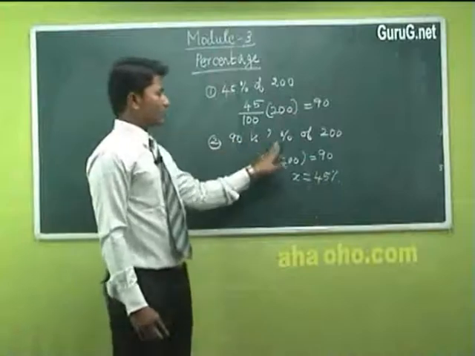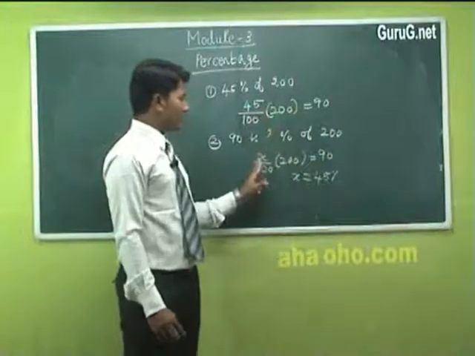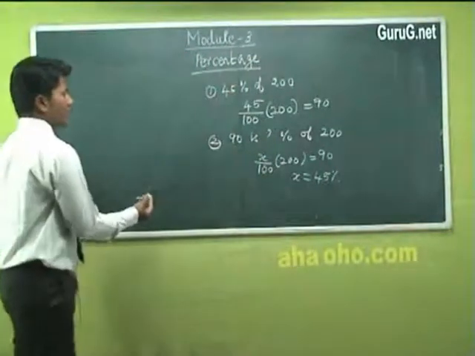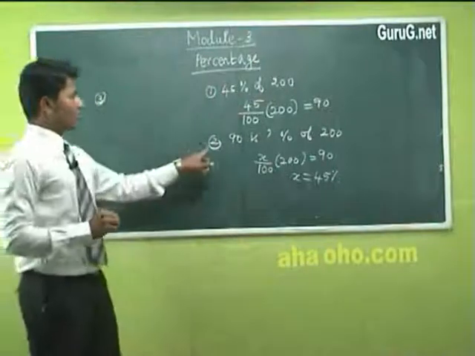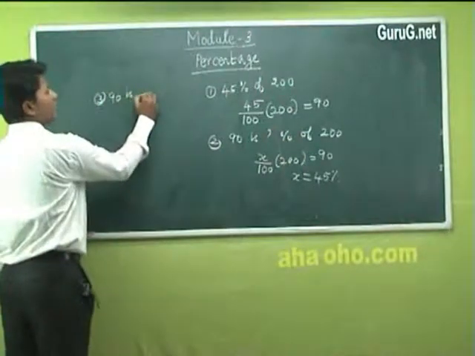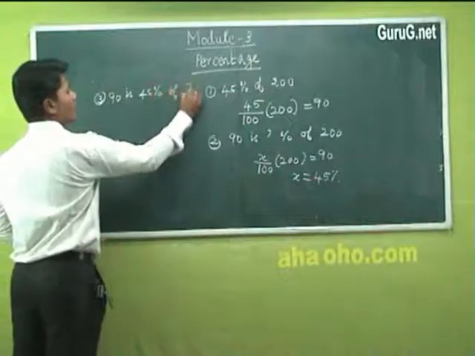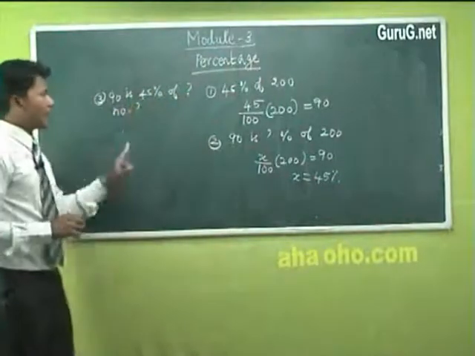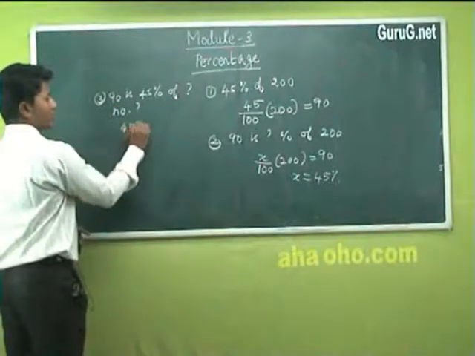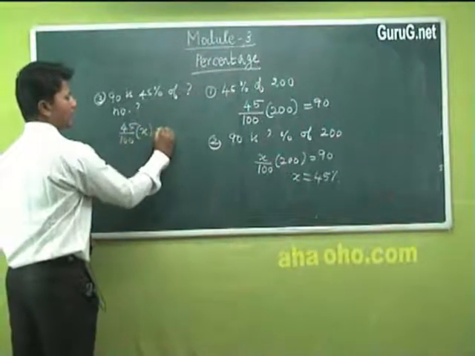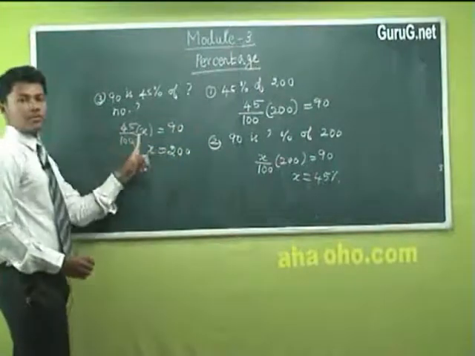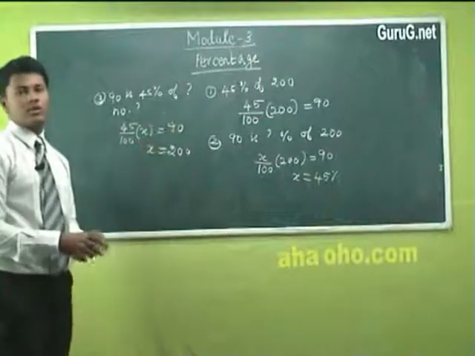So 90 is what percentage of 200? You keep the unknown variable as x. So x is 45. Another type of question which you can derive from this is: 90 is 45 percentage of what number? In that case, what will you do? 45 percentage is known, the unknown variable is the number, the answer is 90. x is 200. So 90 is 45 percentage of 200. So these are three types of questions which are very simple.